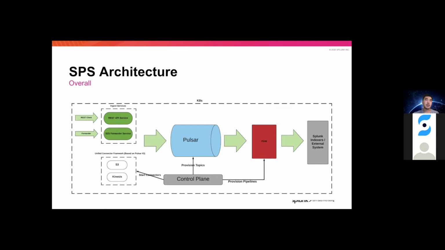The typical workflow of user onboarding would be something like this. When a user is onboarded to SPS, topics will be provisioned through the control plane. Ingest topics will be automatically provisioned for that tenant, and then the user can go to a UI which interacts directly with the control plane to submit connectors, or start ingesting data from the REST API, or through the S2S format into Pulsar. And then the user could also provision pipelines that read from the various topics they choose, where they want to do some sort of processing.